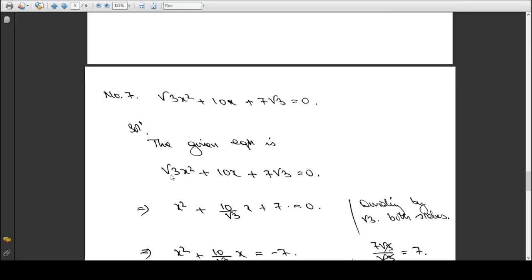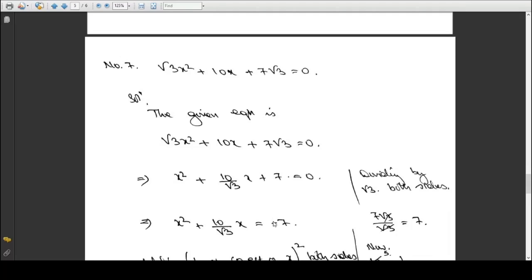Now to get rid of this root 3 here, you divide the whole thing by root 3. Dividing here by root 3 cancels, so you have only x square. Here you divide by root 3 and cannot cancel it, therefore you will have 10 divided by root 3 x, and here if you divide by root 3 it cancels, so you have only 7. Okay, you take this 7 to the right side.